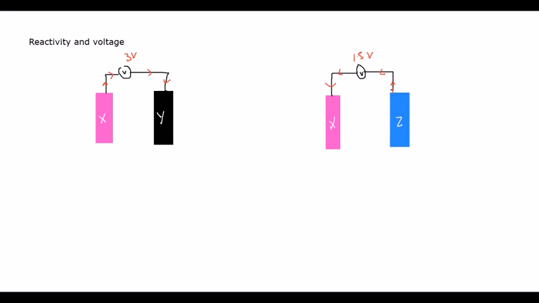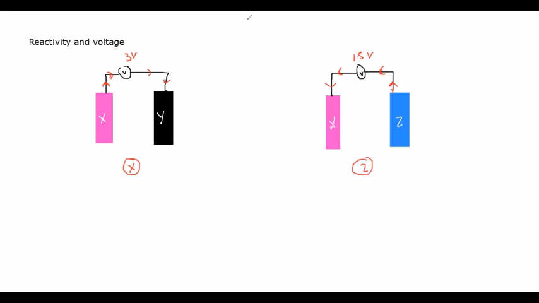First, you have to set up the reactivity or identify which is more reactive. Between X and Y, which is more reactive? The movement of electrons is from X to Y. So if movement is from X to Y, because the movement of electron is always from more reactive to less reactive, this shows that X is more reactive. Between X and Z, the movement is of electron from Z to X. So which is more reactive? Z.